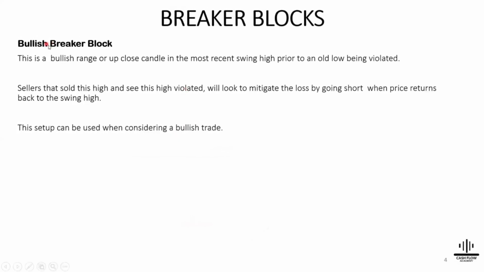The reverse is the same for the bullish breaker block. This is a bullish range or up close candle in the most recent swing high period to an old high being violated. Sellers that sold this high and see this high violated will look to mitigate the loss by going long when price returns back to the swing high. This setup can be used when considering a bullish trade.